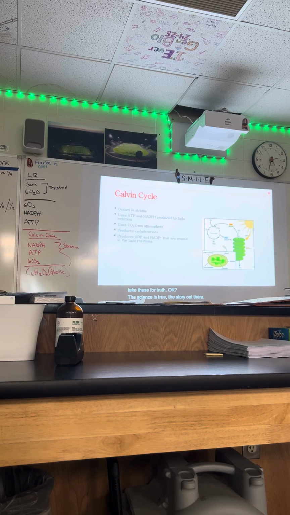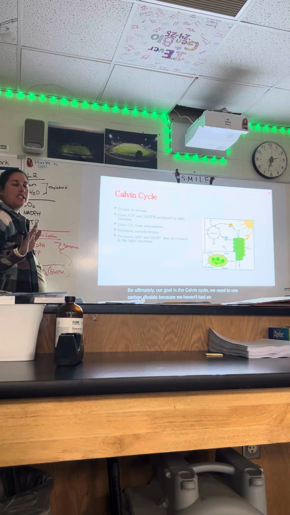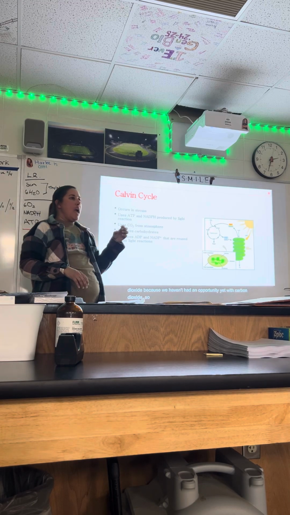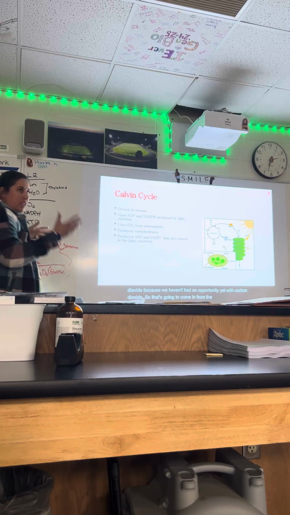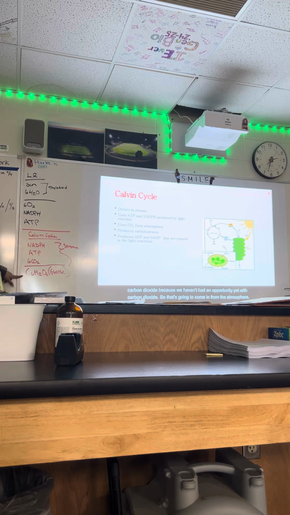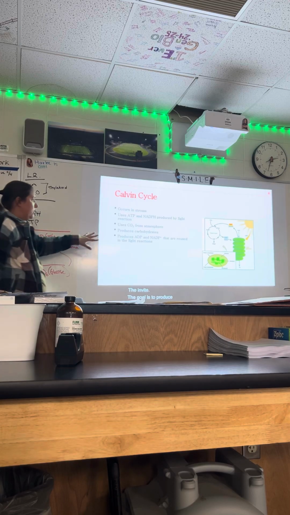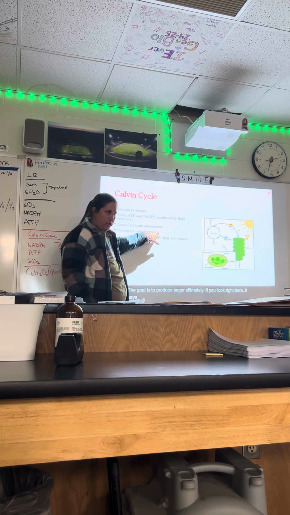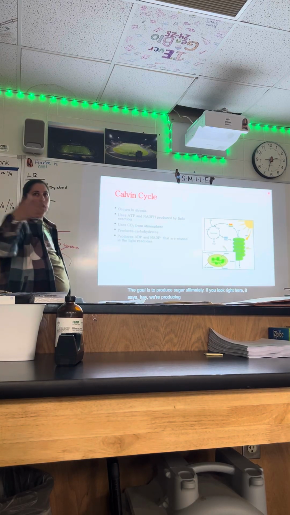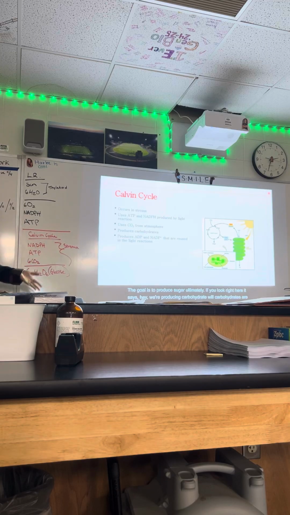So ultimately our goal in the Calvin cycle, we need to use carbon dioxide because we haven't had an opportunity yet with carbon dioxide. So that's going to come in from the atmosphere, the environment. The goal is to produce sugar. Ultimately, if you look right here, it says, hey, we're producing carbohydrate. Well, carbohydrates are glucose. That's sugar. That's what we're producing.